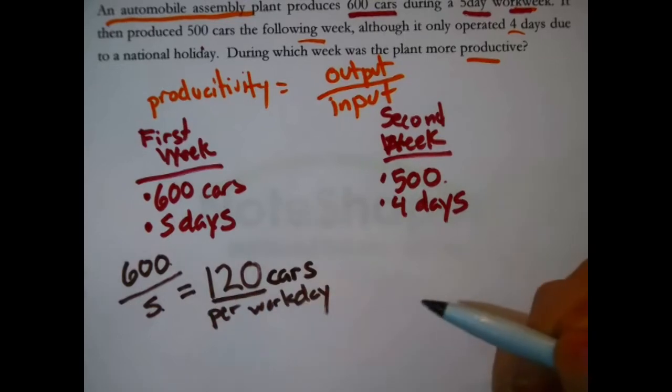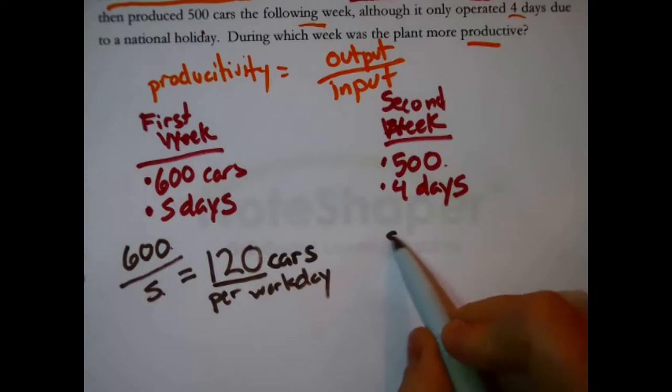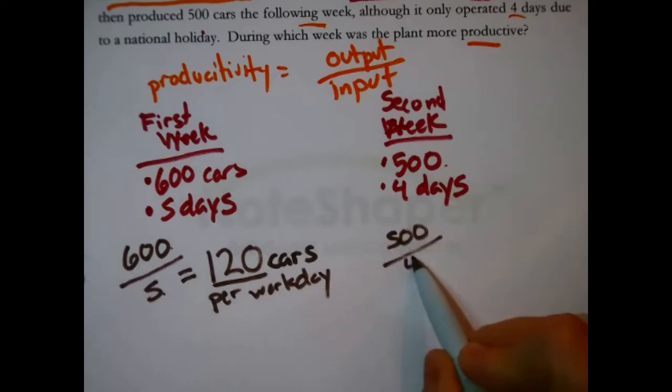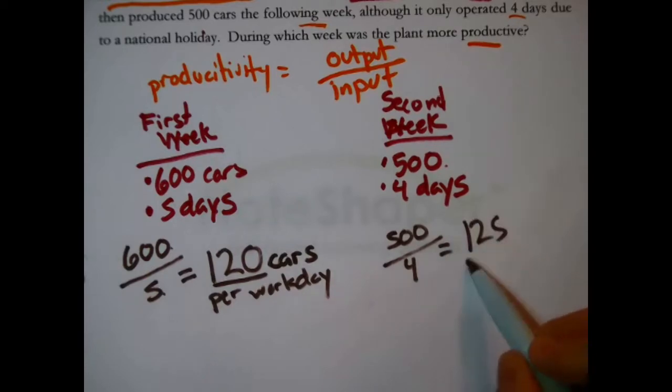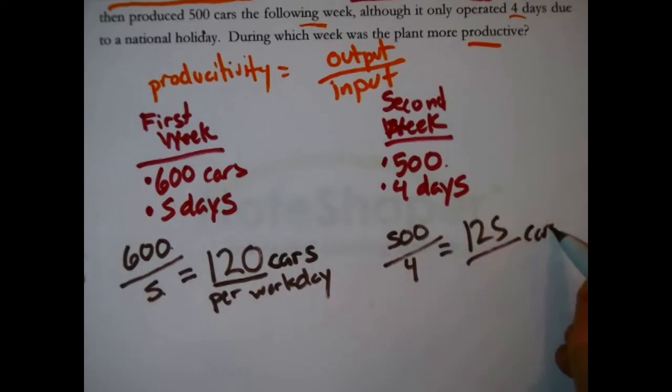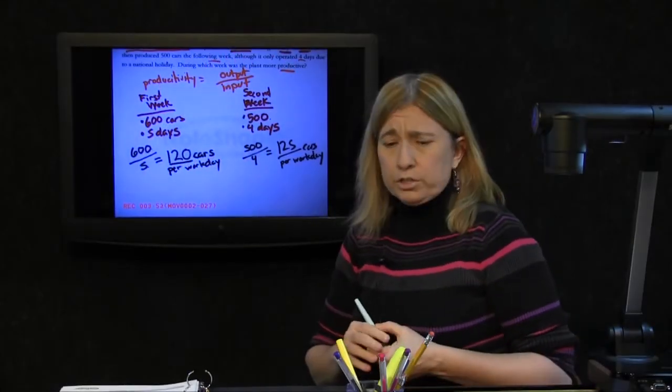Therefore, there's the interpretation. What do I want to do? Compare it to this, where I say 500 divided by 4. Okay, 500 divided by 4, I get 125. 125 cars per work day. So I calculated productivity in each case.